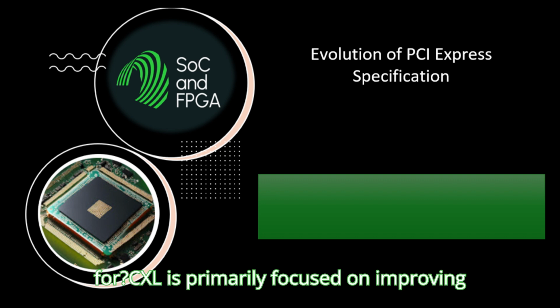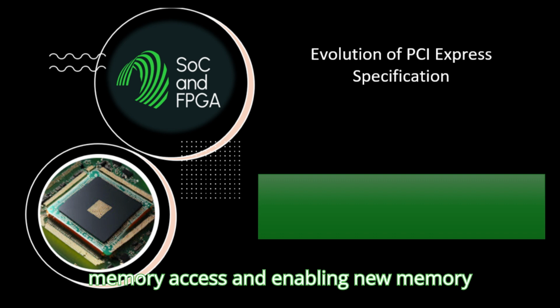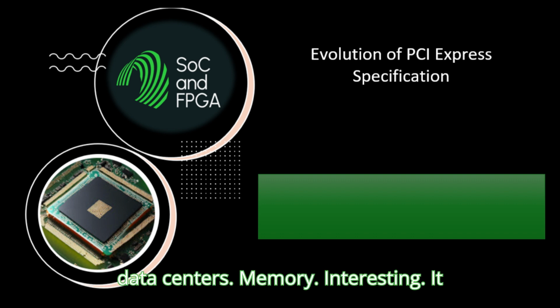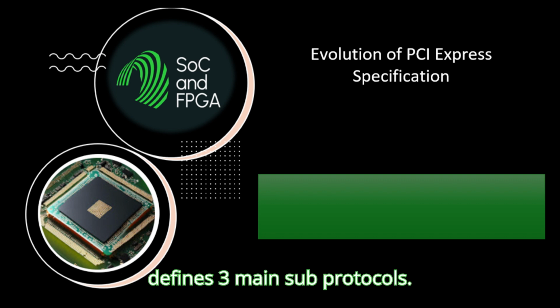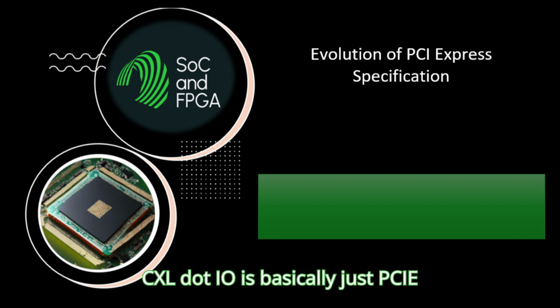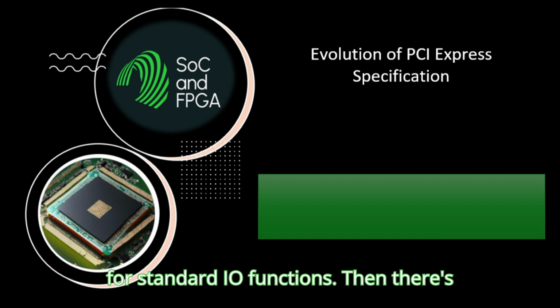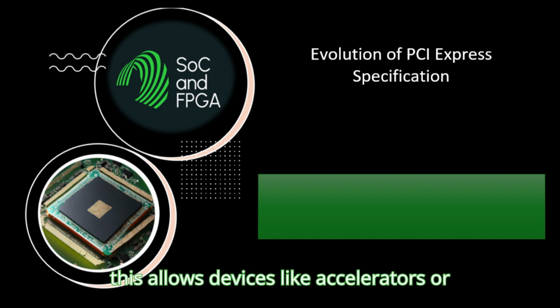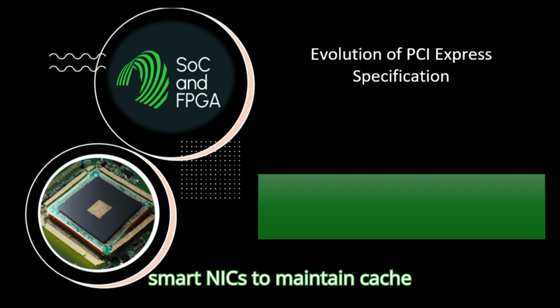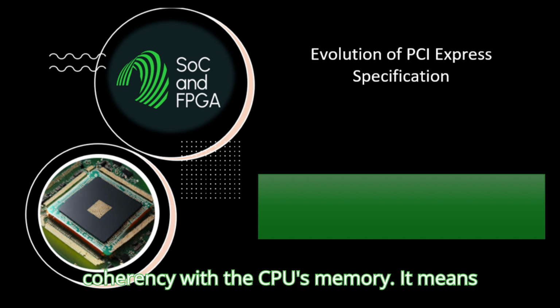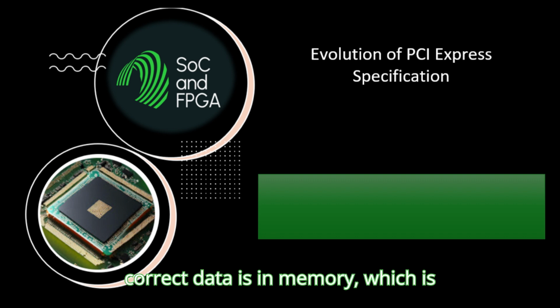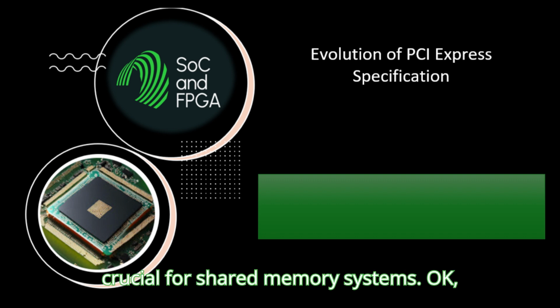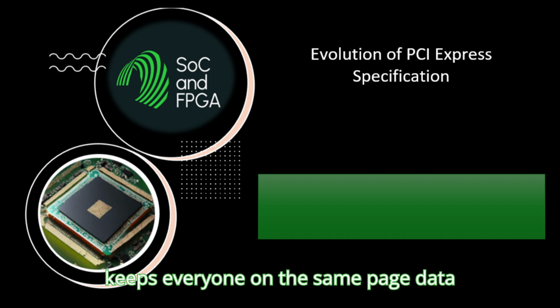CXL is primarily focused on improving memory access and enabling new memory architectures, especially in servers and data centers. Memory. Interesting. It defines three main subprotocols. CXL.io is basically just PCIe for standard I/O functions. Then there's CXL.cache. This allows devices like accelerators or smart NICs to maintain cache coherency with the CPU's memory. It means everyone agrees on what the current correct data is in memory, which is crucial for shared memory systems. Okay, keeps everyone on the same page data-wise.